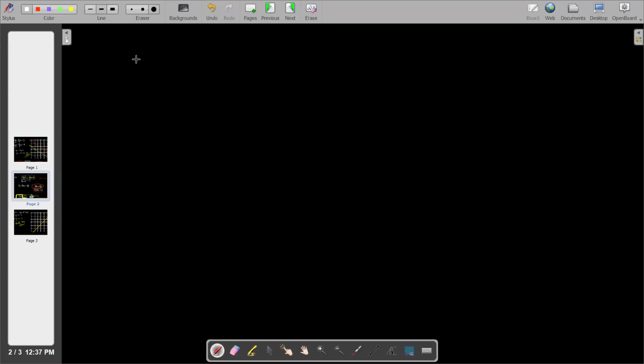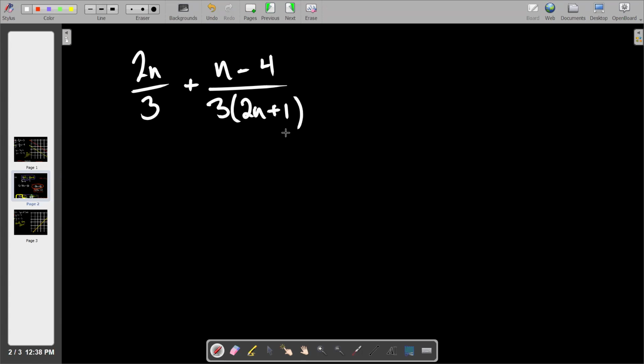Okay, so we've got 2n over 3 plus n minus 4 over 3 times 2n plus 1. So this is what problem 1 looks like if I factored the bottom, because that's what I'm supposed to always do. Okay. Factoring the bottom is like 100% essential so that you can see the pieces of the denominator so you can find the common.